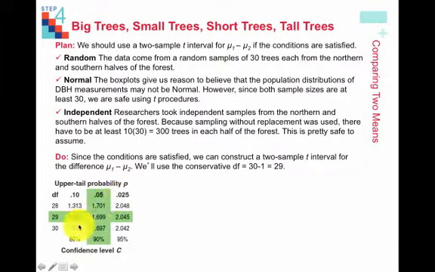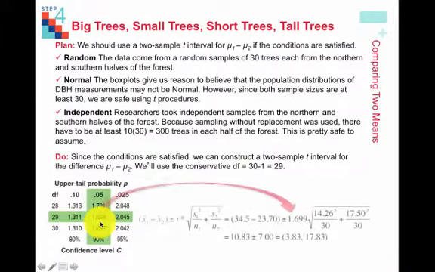So we use our table. Our upper tail probability will be 0.05. Remember, we have to split that in half. We're doing a 90% confidence interval, so our upper tail would be 5%, not 10%. Degrees of freedom is 29. So our t-score is 1.699. And we can then calculate our confidence interval: difference in the x-bars, plus or minus t times the standard error, and we get this confidence interval right here.